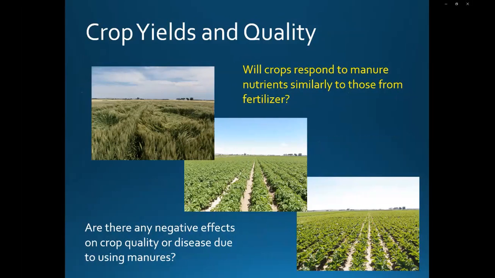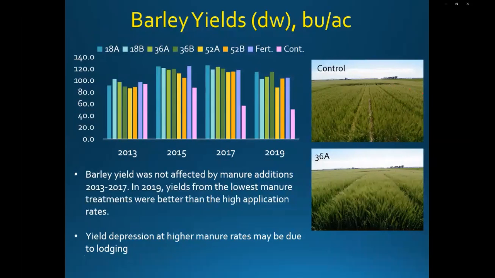So we looked at first crop yields and quality. We wanted to know, would crops respond to manure nutrients similarly to what they do when we put on inorganic fertilizer? And were there any negative effects on either crop quality or disease due to using manures? And this is a concern for some of the commodity crops, particularly potato and sugar beet, where you could have soil-borne diseases and pathogens. And then there's also quality concerns related to wheat.